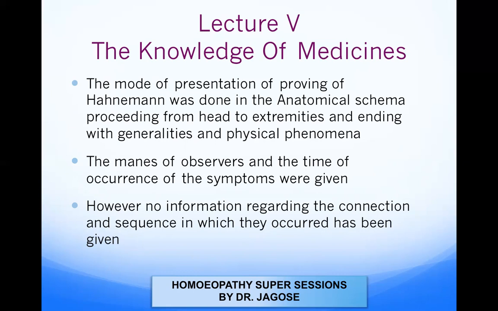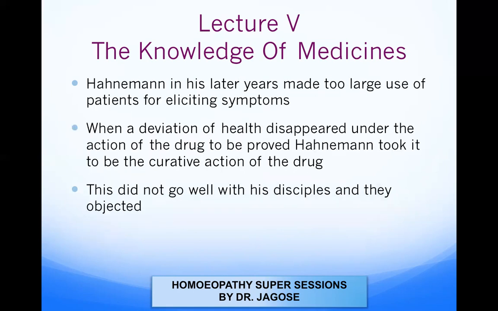The means of observation and the time of occurrence of the symptoms were given, along with the names of observers. However, no information regarding the connection and sequence in which they occurred had been mentioned. Hahnemann, in his later years, made large use of patients for eliciting symptoms. When a deviation of health disappeared under the action of the drug to be proved, Hahnemann took it to be the curative action of the drug. This did not go well with the disciples, and they objected.